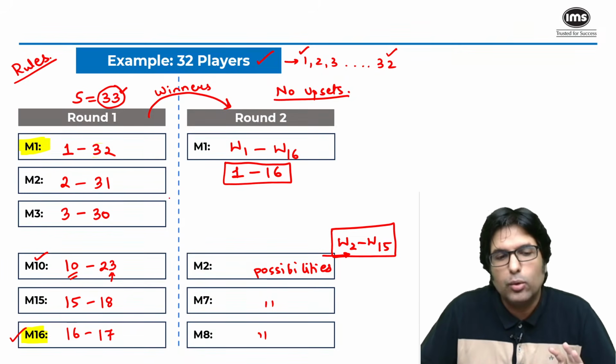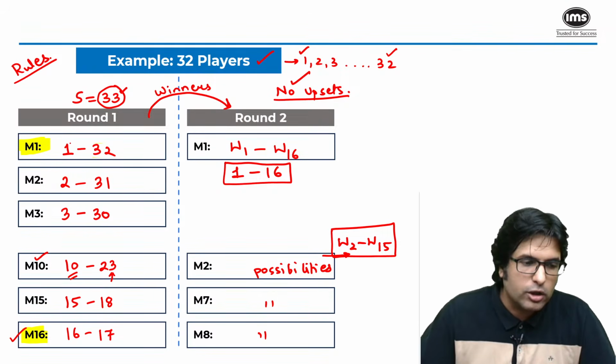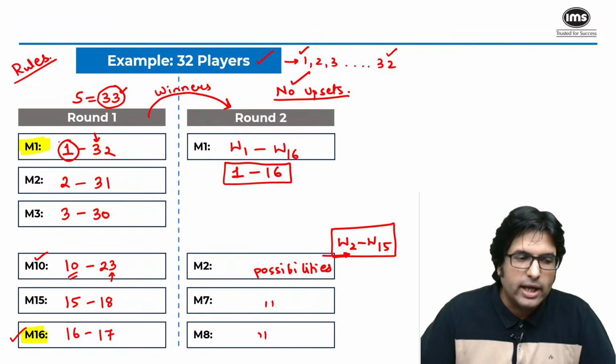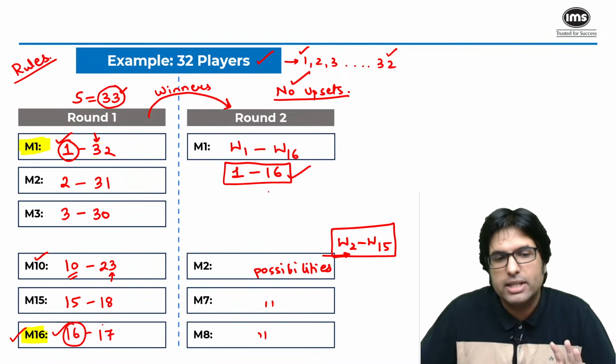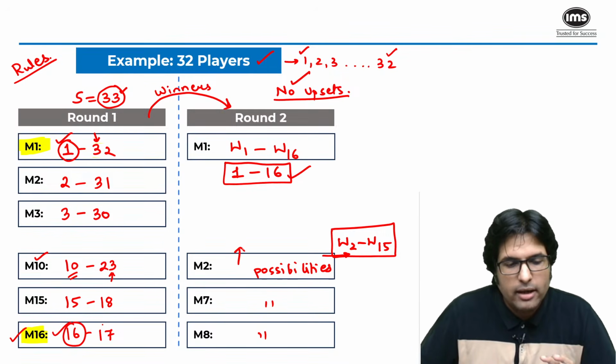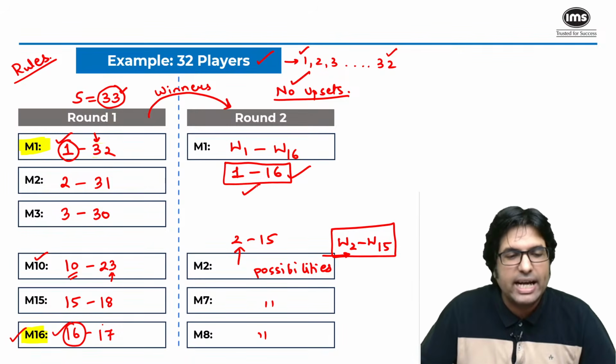Is this part clear to everyone? How will round 2 match 1 happen if we assume there are no upsets? Because 1 playing with 32, if there is no upset, 1 would win. 16 playing with 17, there is no upset, 16 would win. So 1 and 16 would play against each other. In match 2, again, just one possibility: 2 would play with 15. All the top 16 ranked players would come here.